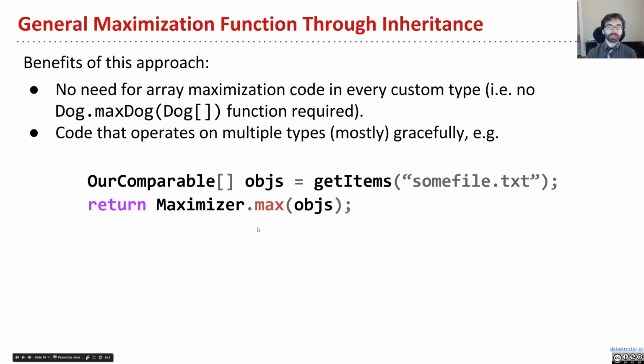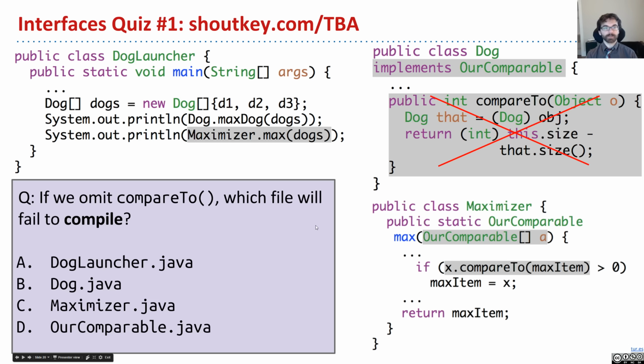And so now our code, we could in principle have a function that gets any kind of items from a file. This could be a file of horses, cats, dogs, fish, potatoes, S-lists, A-lists, who knows. As long as those things implemented OurComparable and the getItems function knows how to somehow read them from the file, then this maximizer class's max function will be able to give the largest, which is quite nice. So what we'll do next is make sure all that syntax works, but I'll move on to the next video to make sure you have a chance to pause and digest. And we'll come back to this quiz in the next video.